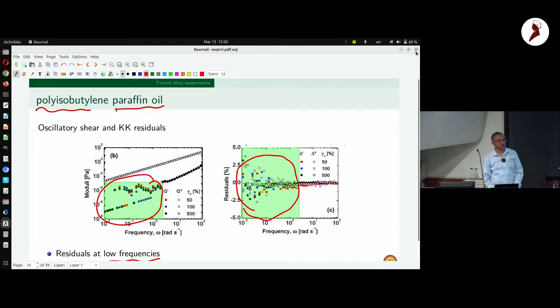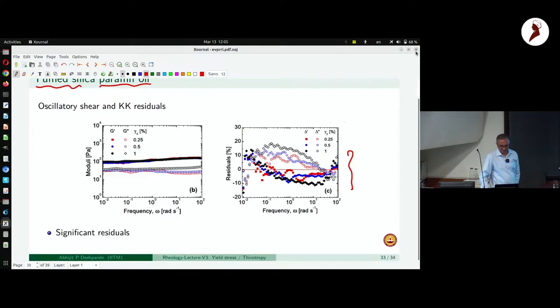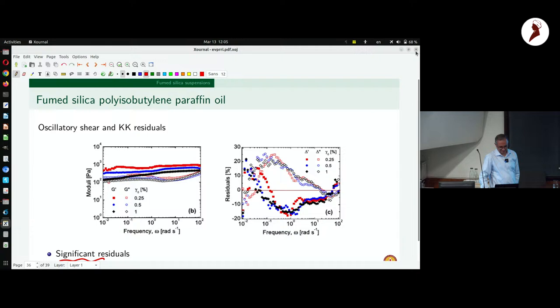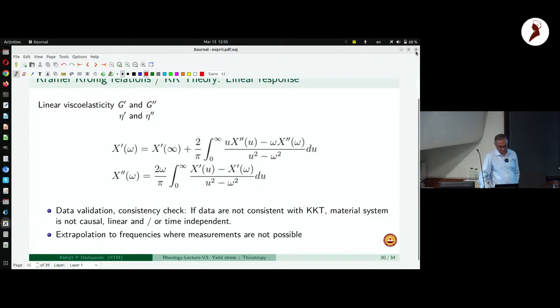Can I ask? Yeah, sure. When you were talking about this residual, I missed that, this Kramers-Kronig part. So this is based on the linear response, right? Like you feed the data and then take the difference with the experiment. Or you use, let's say, the x prime as the basis, and then try to estimate what it should be according to linear response, and then look at the residual.